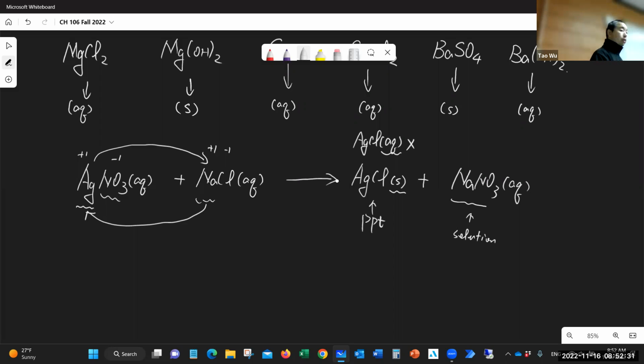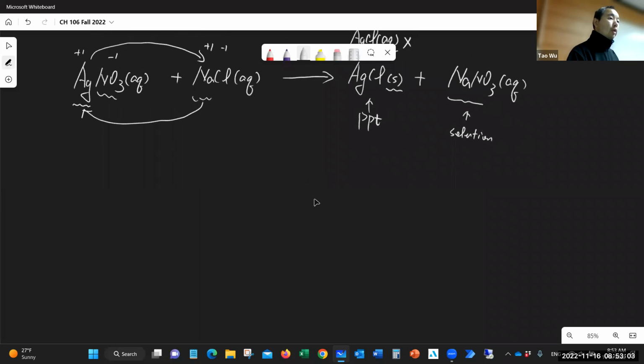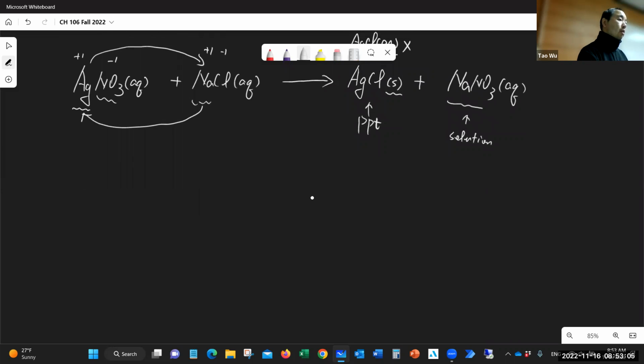Here, the equation should be correct. You can double check whether it is balanced: we have 1 silver, 1 silver, 1 sodium, 1 sodium, 1 nitrate, 1 nitrate, 1 chloride, 1 chloride. So this one is perfect. This one is easy, but it's not always going to be like this. So let's look at the next practice example.